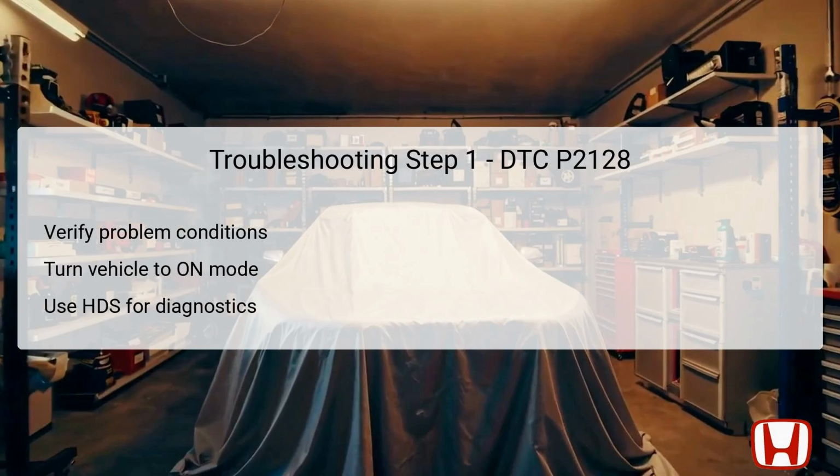The first step in troubleshooting DTC P2128 involves verifying the problem conditions. Start by turning the vehicle ignition to the on position without starting the engine. Using the Honda Diagnostic System, HDS, check the APP sensor B parameter. Ensure that the signal output from APP sensor B measures more than 4.0 volts. If the reading aligns with this threshold, it confirms the presence of a fault.